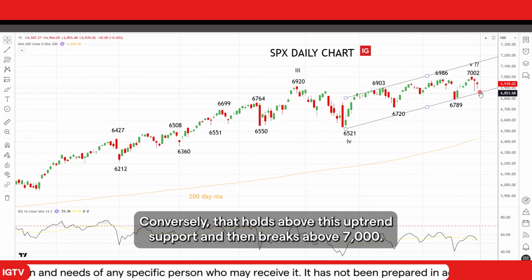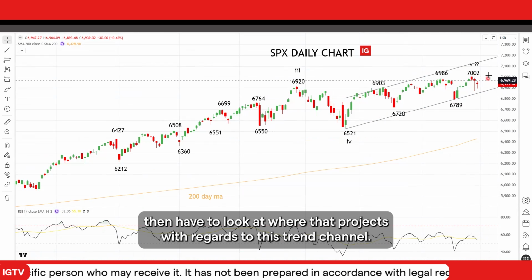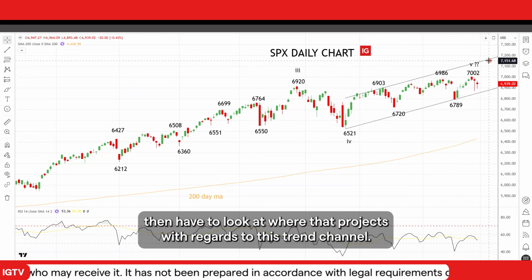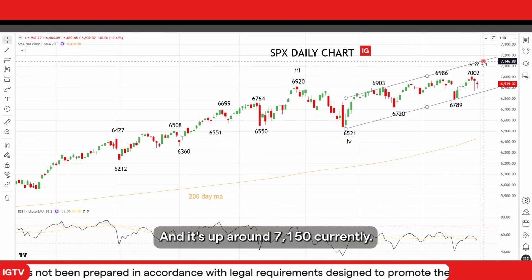Conversely, if it holds above this uptrend support and then breaks above 7,000, well, we would then have to look at where that projects with regards to this trend channel, and it's up around 7,150 currently.